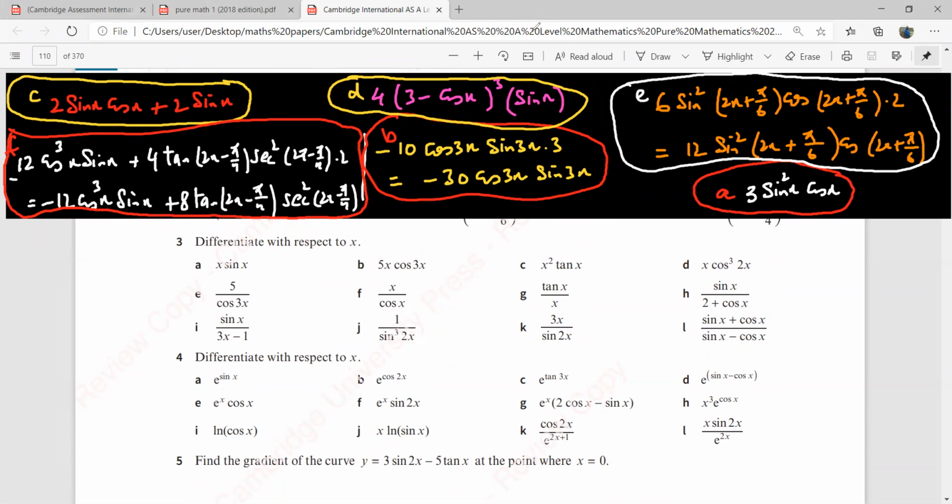You see e raised to power sine x, its derivative will be e raised to power sine x, and then times cos x, because the derivative of sine x is cos x. Look at this ln cos x derivative. This will be first of all 1 over cos x. Remember the logarithmic differentiation. And then you have minus sine x.